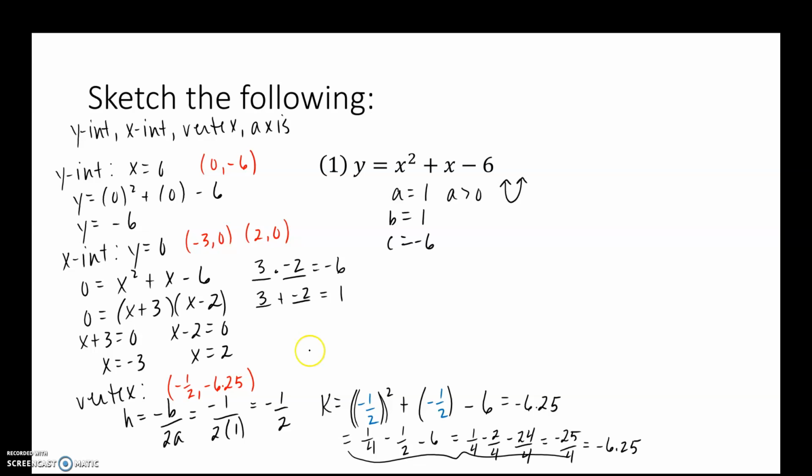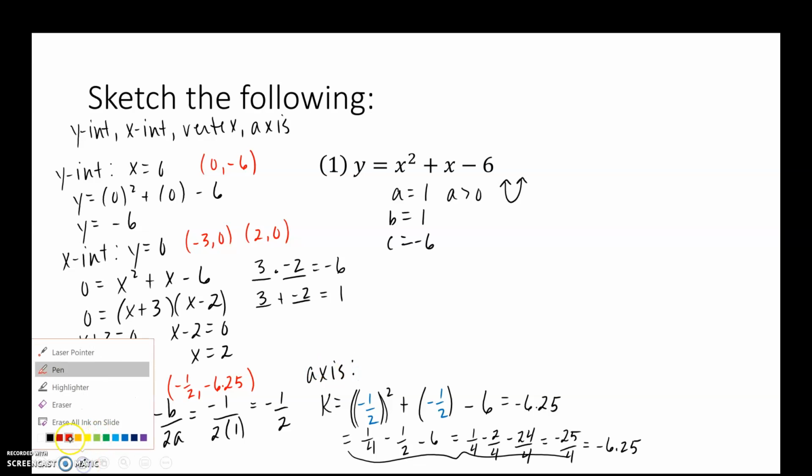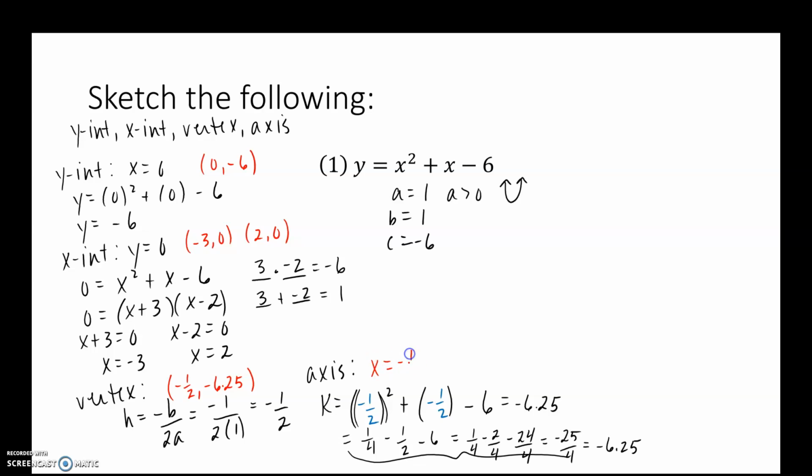Okay, so lastly, my axis of symmetry. My axis of symmetry is the vertical line through the x-coordinate of the vertex. All right, so if I have all these points, I have what I need to graph. Okay, so I have y-intercept at -6. X-intercepts at -3 and 2. My vertex is at -1/2, -6 1/4.